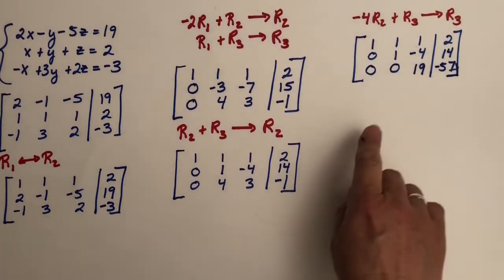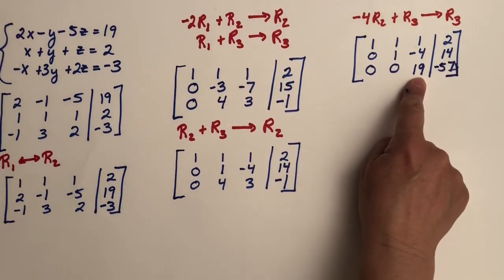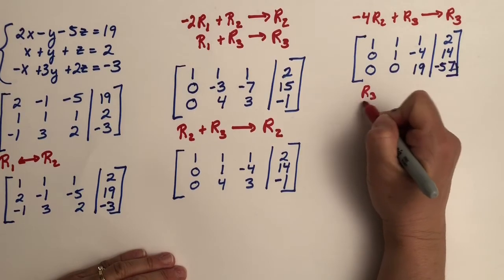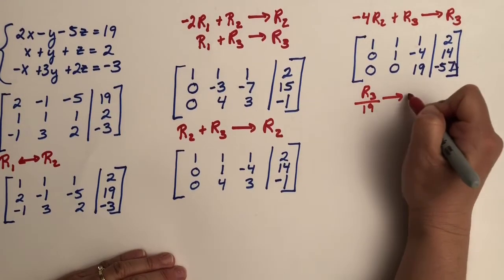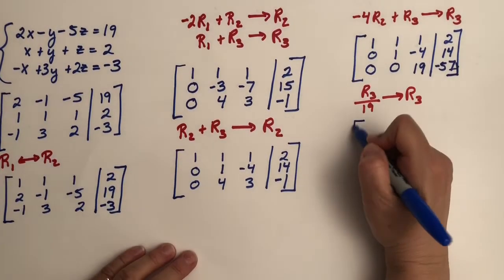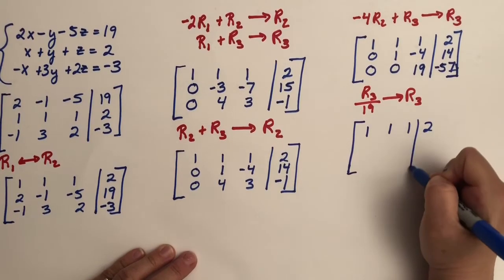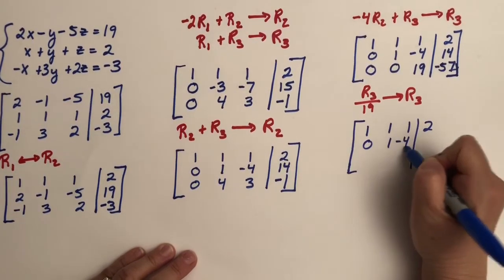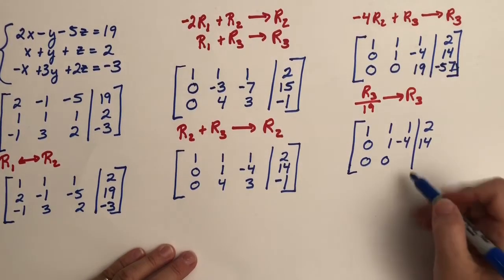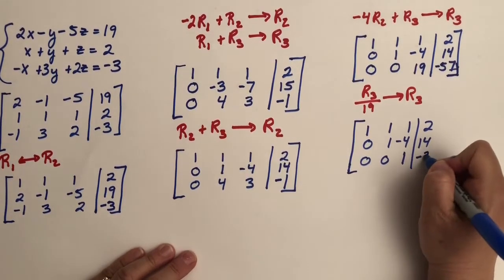And finally, I need one more step to put this in row echelon form. I need a 1 right here. So let's just divide row 3 by 19. So row 3 divided by 19, and we'll put that in row 3. So I will have, for my matrix in row echelon form, something that looks like this. I'm dividing by 19. 19 divided by 19 is 1, and -57 divided by 19 is -3.